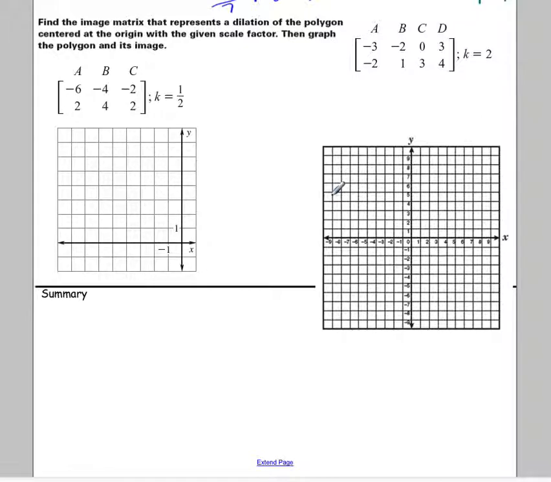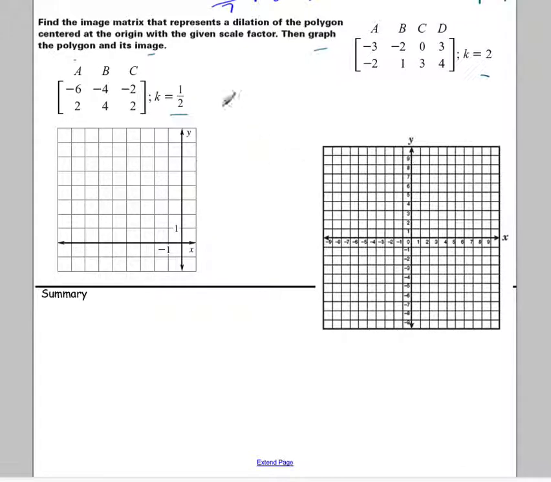Okay, and now for actually doing some dilations. We've got one with a scale factor of 1/2, so it's going to be a reduction. We've got one with a scale factor of 2, and that will be an enlargement. The question says find the image matrix, so we're going to use our matrix multiplication with that scale factor. Then we will graph the original and the image. So there's 3 things that have to happen. We need the new matrix, we need to graph the polygon, and the image. So those are the 3 parts.